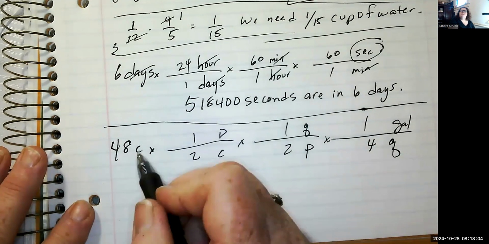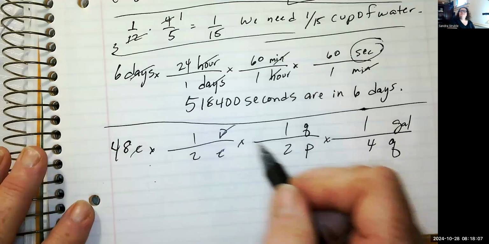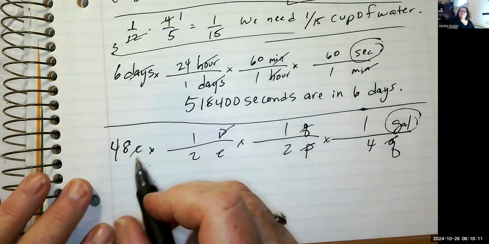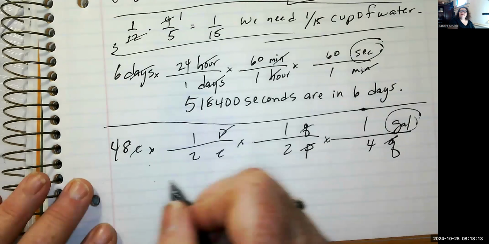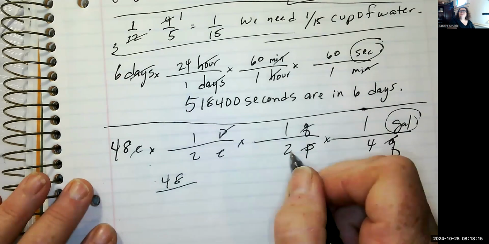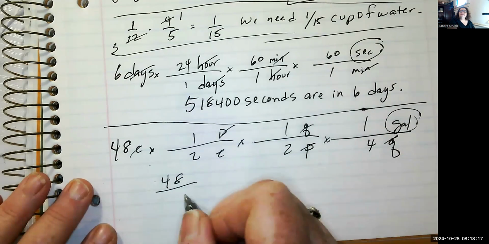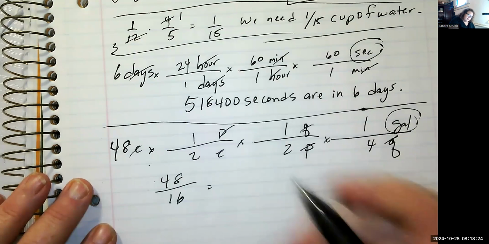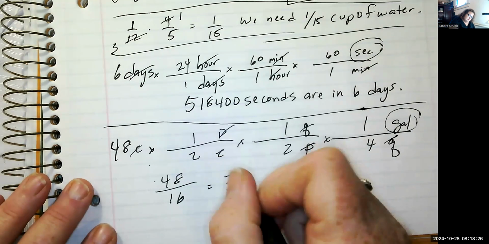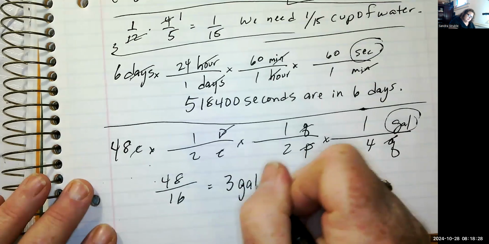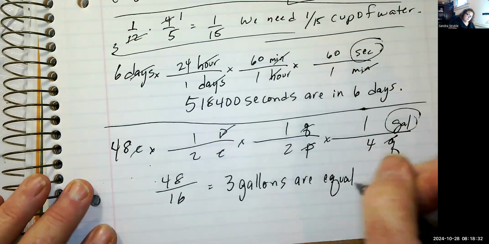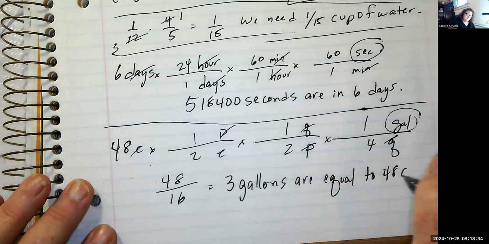When we multiply straight across, cups are gone, pints are gone, quarts are gone, left with gallons, so we're golden. And I've got 48 times 1 times 1 times 1 is 48. Over 2 times 2, which is 4. 4 times 4 is 16. And then I just need to divide. And that's 3. 3 gallons are equal to 48 cups.